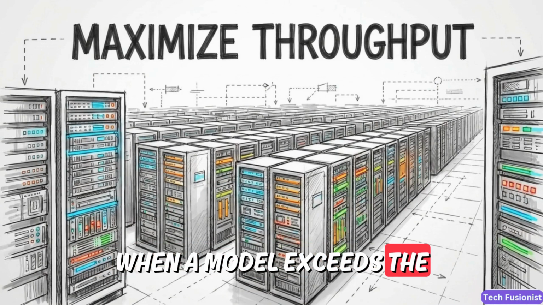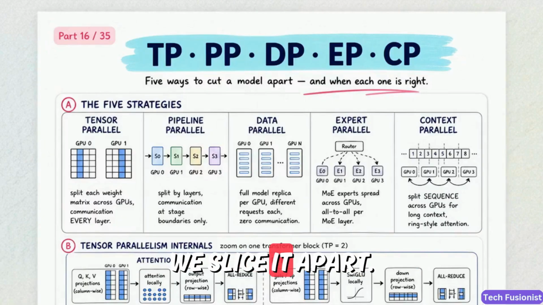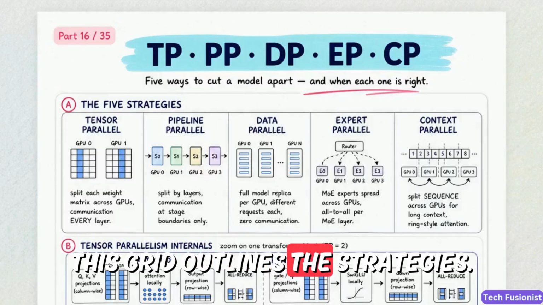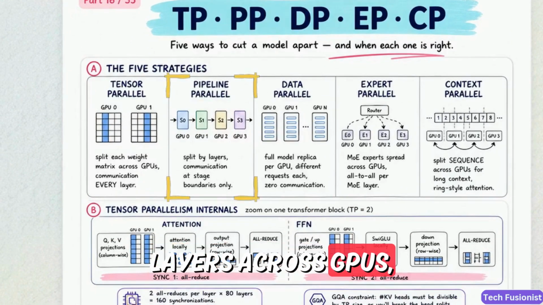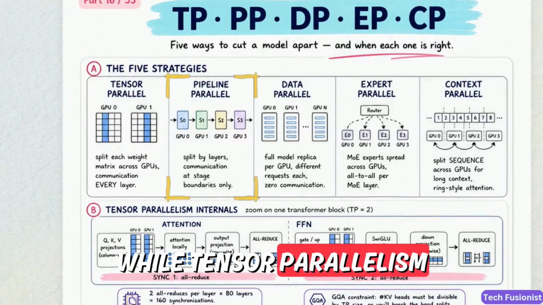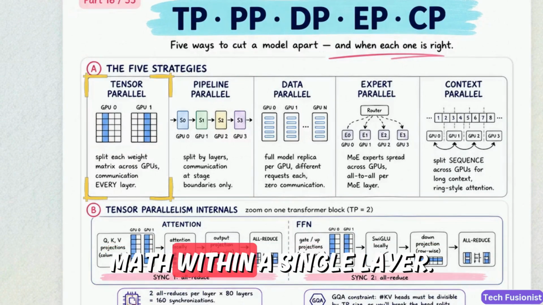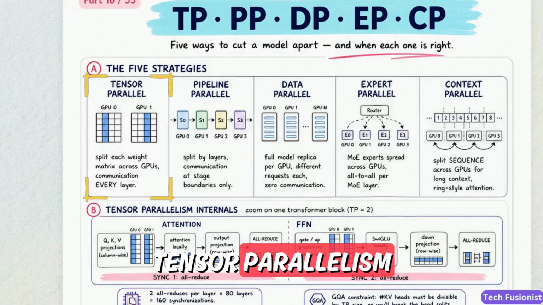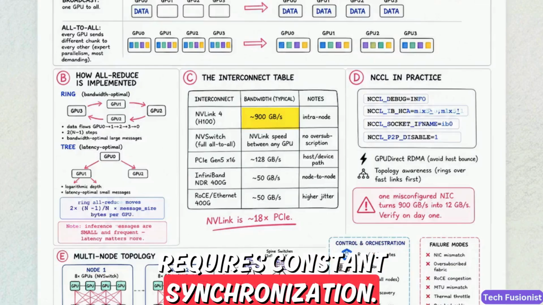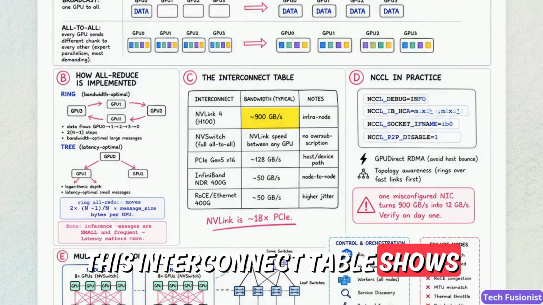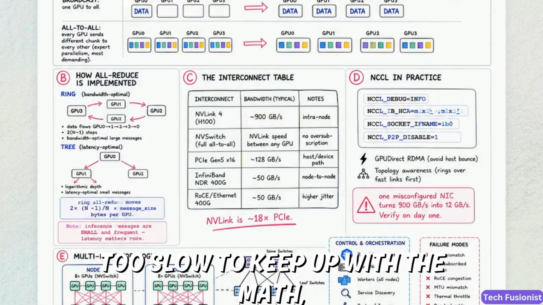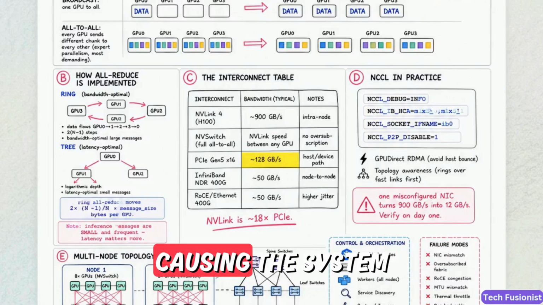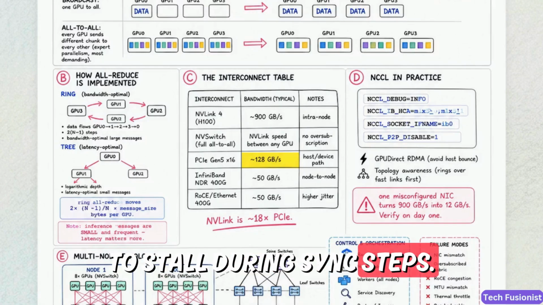When a model exceeds the memory of a single chip, we slice it apart. This grid outlines the strategies. Pipeline parallelism splits sequential layers across GPUs, while tensor parallelism slices the individual matrix math within a single layer. Tensor parallelism requires constant synchronization. This interconnect table shows why you need NVLink. Standard PCIe connections are too slow to keep up with the math, causing the system to stall during sync steps.